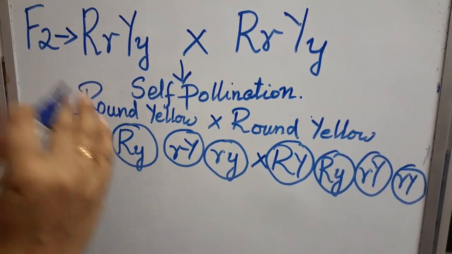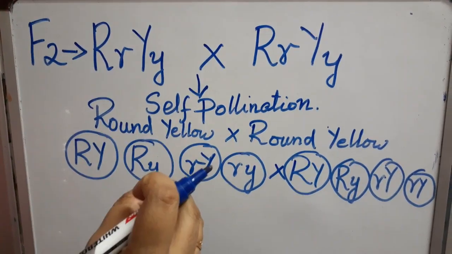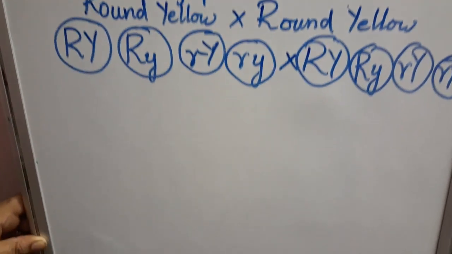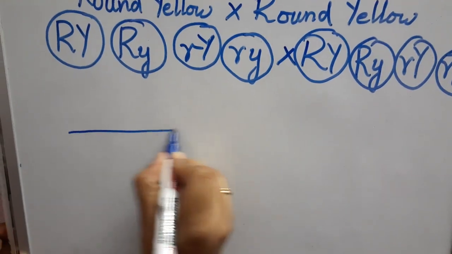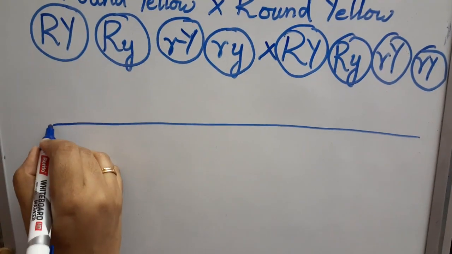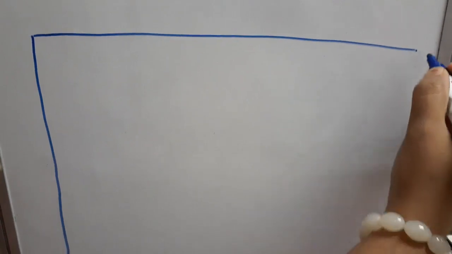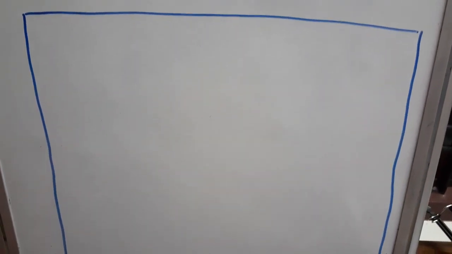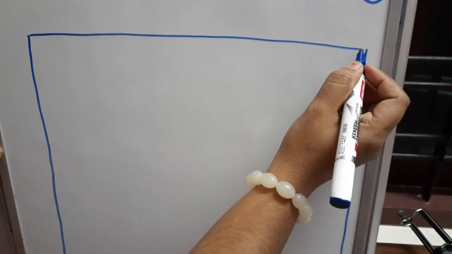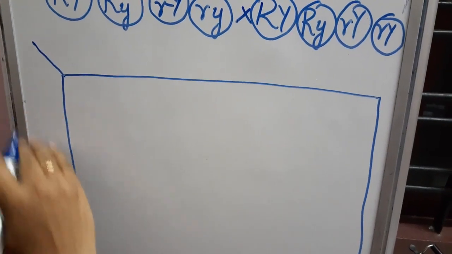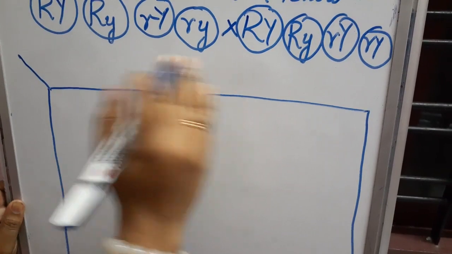So now we are doing the F2 generation, that we will represent by a Punnett square. Let's see how it is. So I am drawing one checkerboard Punnett square. You have to draw with me. One side, one plant we will draw, one side gamete, and another side gamete.